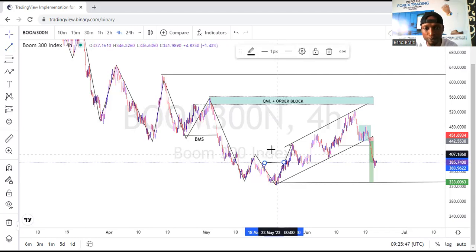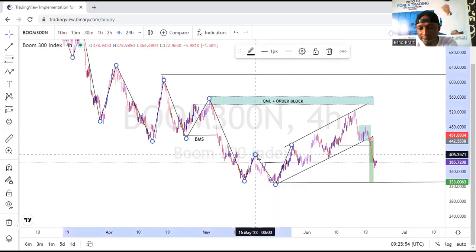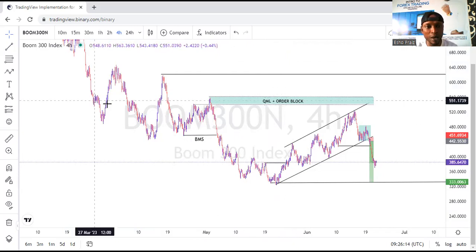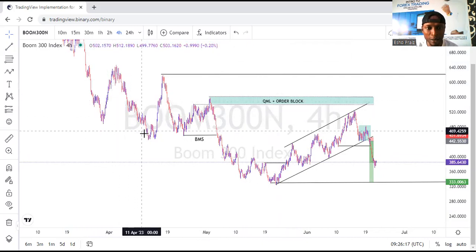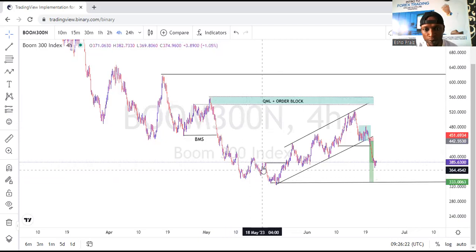What I'm currently doing now, I want to use the SMC strategy. So this is change of character. What is change of character? Change of character means when the market changes from downtrend to uptrend or from uptrend to downtrend. So now here the market starts pushing up and it took this last lower high. We have lower low, lower high, lower low, lower high.